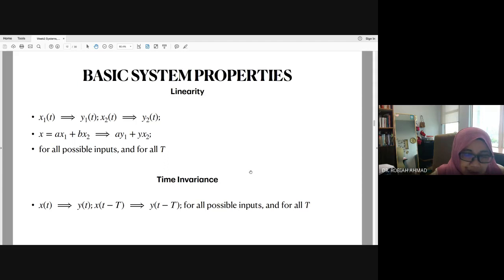For time invariance, the property is something like this: if you have xt with output yt, then when we have x of t minus T, the output will also be y of t minus T, for all possible inputs and for all t, capital T.